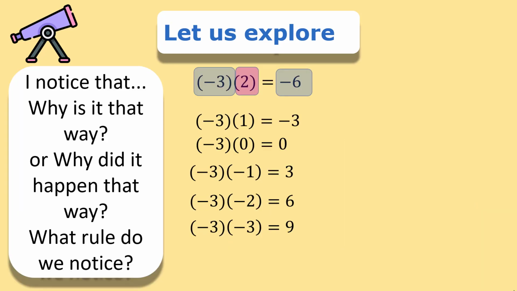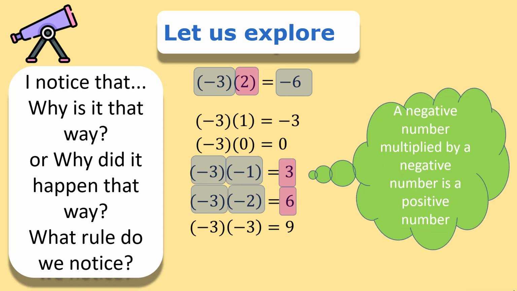Let's try to understand why a negative number multiplied by a negative number is equal to a positive number. In the first step, we know now that a negative number multiplied by a positive number is negative. So if we follow the pattern, do you then see that -3 multiplied by -1 is positive 3? And therefore, -3 times -2 must be 6, and the product of -3 and -3 must be 9. So we've proved by using a pattern that a negative multiplied by a negative number is a positive number.